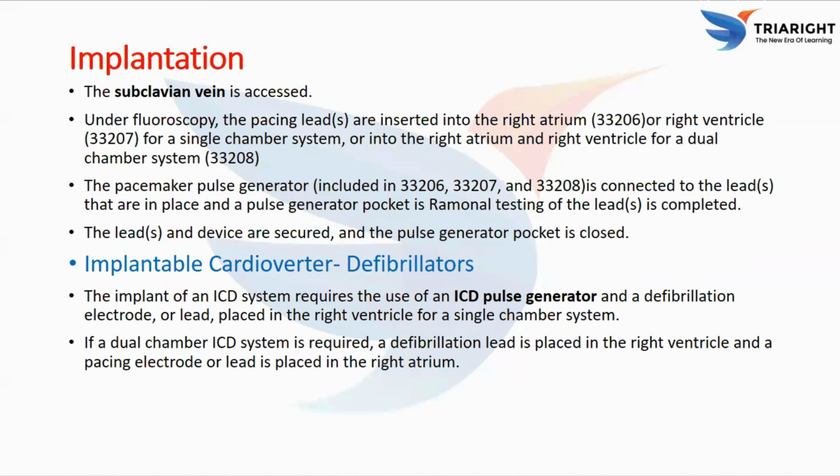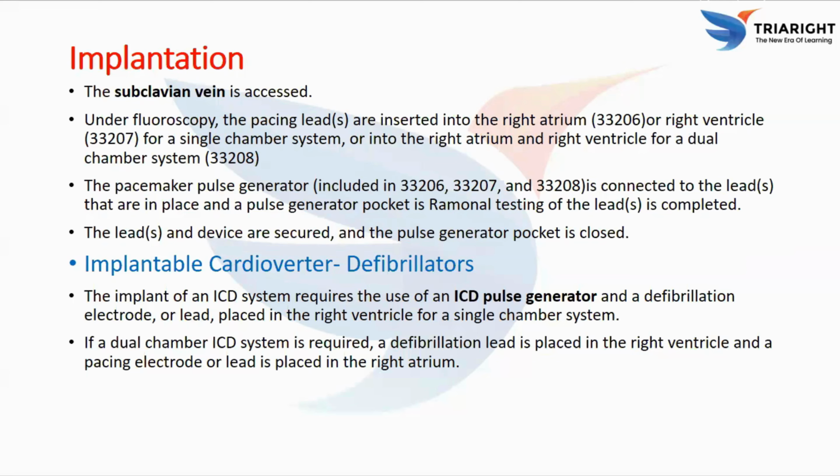And how is the lead inserted under fluoroscopy? What is fluoroscopy first? It is used to visualize the lead movement in real time. Leads are always advanced through the subclavian vein to the SVC, to the right atrium, to the right ventricle. So pacemaker leads are always placed in the right-sided chambers.